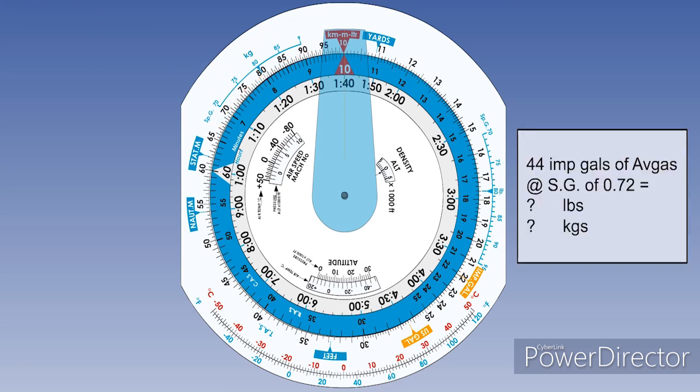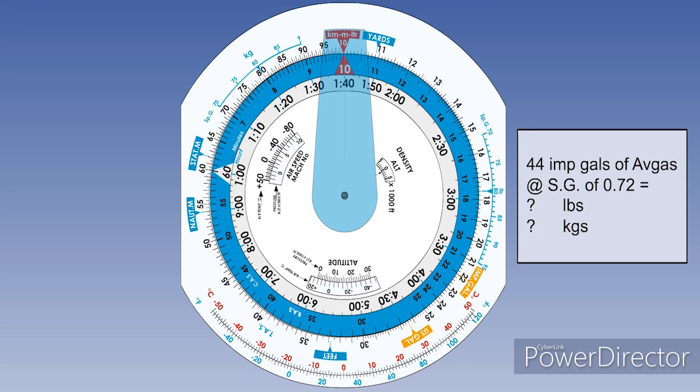An example will help you get an idea of how to use this function. Find the weight of 44 imperial gallons of aviation gasoline at a specific gravity of 0.72 in both pounds and kilograms. As usual, we have to get an estimate of the magnitude of the answers before starting to use the navigation computer. An imperial gallon of gasoline weighs 7 pounds. Therefore, 40 imperial gallons should weigh 280 pounds. Remembering from a previous example that 2 1/4 pounds is roughly equivalent to 1 kilogram, it follows that 280 pounds is going to be roughly 100 kilograms.